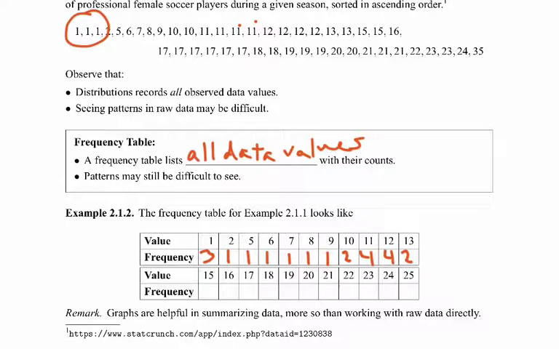Let's speed this up a little bit. I think you probably get the idea. For 15, it looks like there were 2. 16 was 1, and 17, let's see, 1, 2, 3, 4, 5, 6.